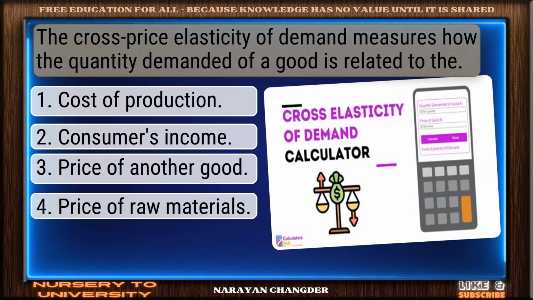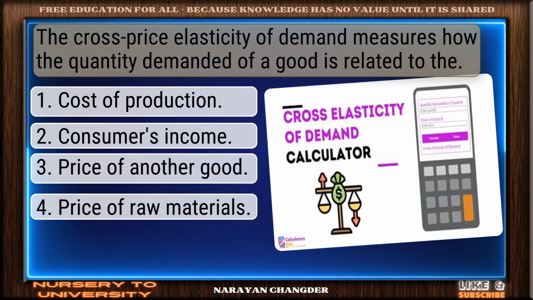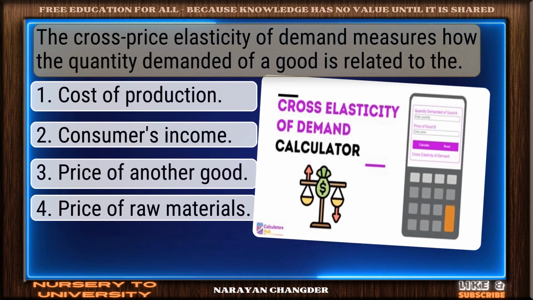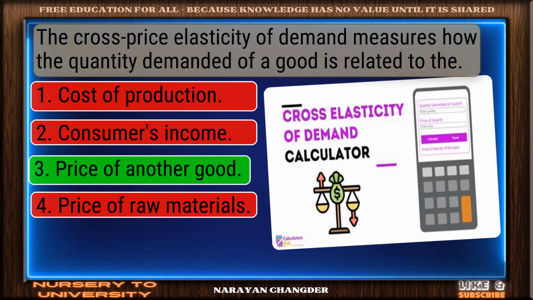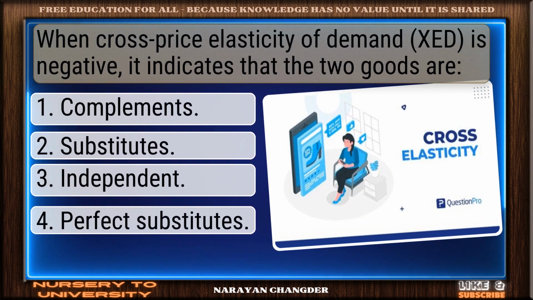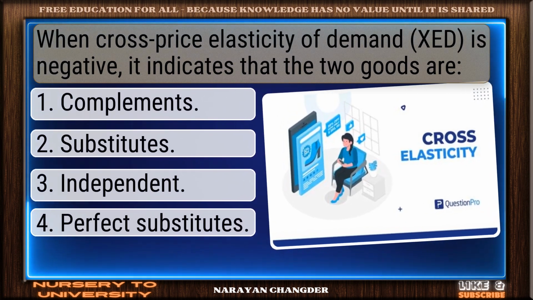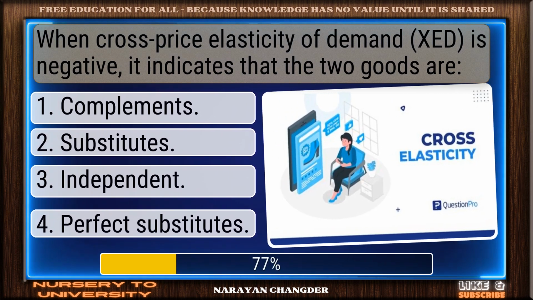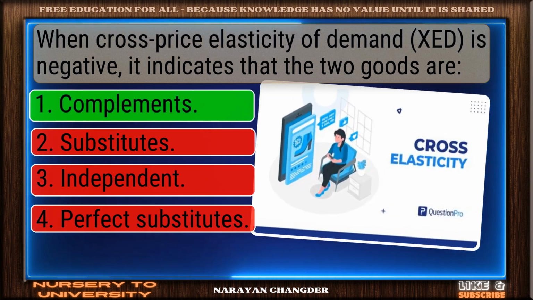The cross-price elasticity of demand measures how the quantity demanded of a good is related to the. Nicely done. Price of another good is a solid answer. When cross-price elasticity of demand is negative, it indicates that the two goods are. You got it. Your choice complements is right.